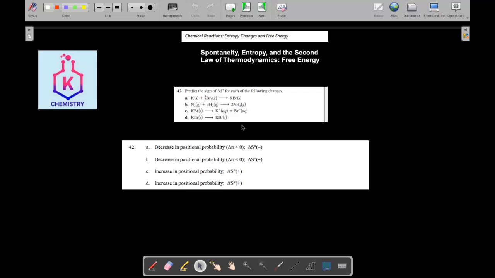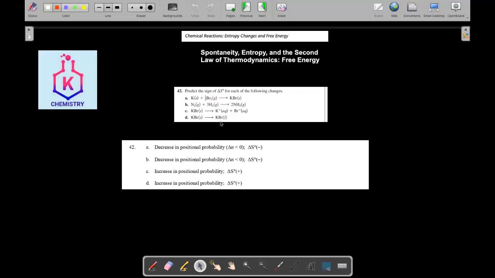Delta S is negative. So N2 gas plus H2 gas has changed into 2 moles of gas. Yes, 1 mole and 3 moles, 4 moles changed into 2 moles, so the S has decreased. KBr is solid and changed into 2 ions. I'm making ions, so I'm making more dispersion, so it's increasing.